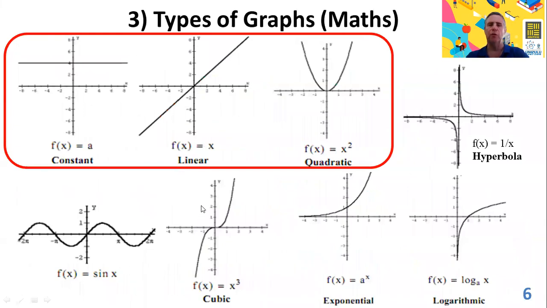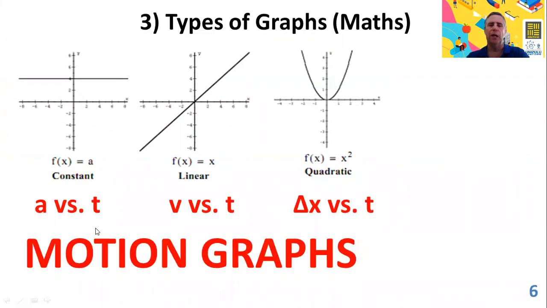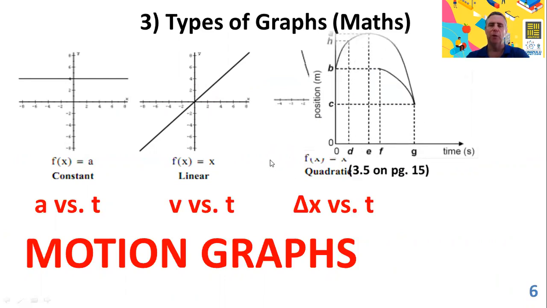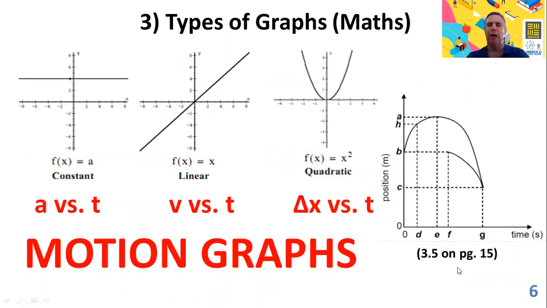We also introduced you to some various graphs you are familiar with from mathematics on page 6, and particularly these 3, constant, linear, and quadratic graphs, come up under your motion graphs. Your acceleration time graph is usually constant, your velocity time graph is linear, and your position time graph is very often quadratic as long as there is some acceleration. We pointed out that in question 3.5, which you can find on page 15 from last year's exam, you've got a position time graph, which has indeed got some parabolas there.